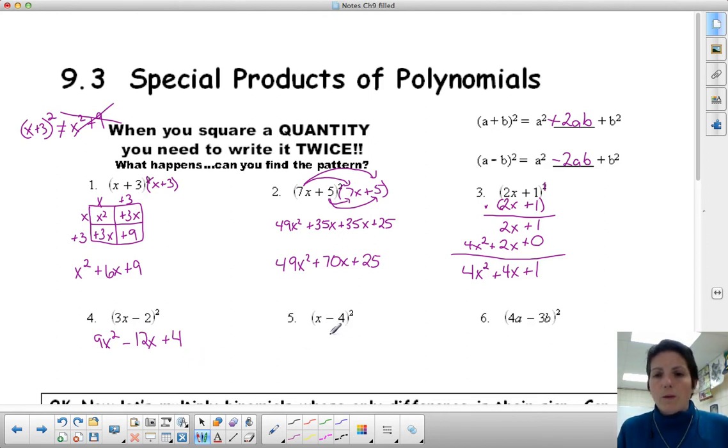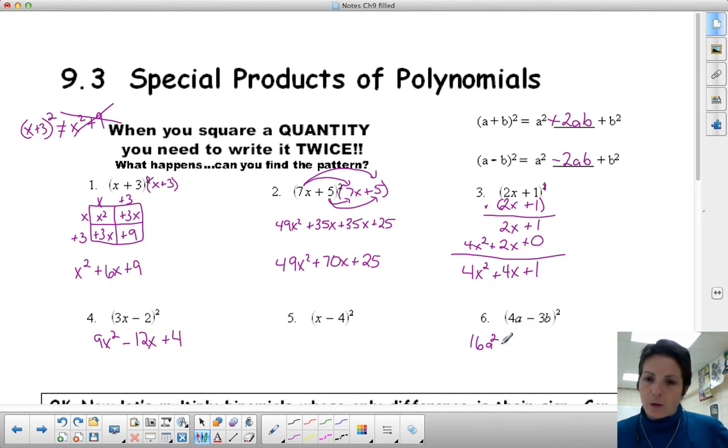Let's try one more. Actually, I'll leave this easy number 5 for you to try on your own, and I'll work through number 6 with you. So we apply the shortcut again. We take the first term and we square it. 4a times 4a is 16a squared.